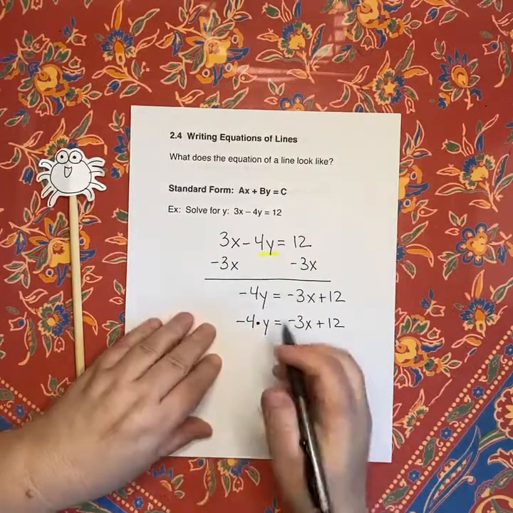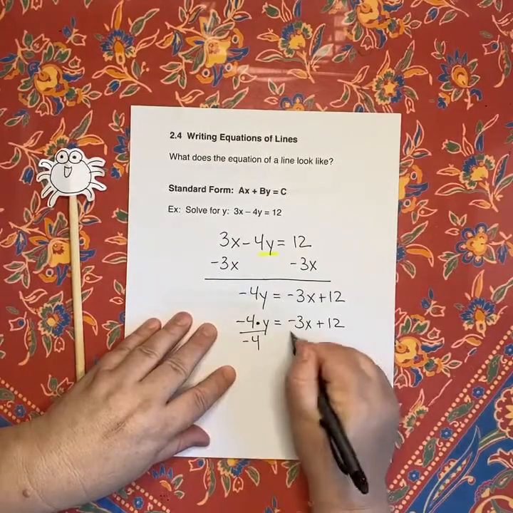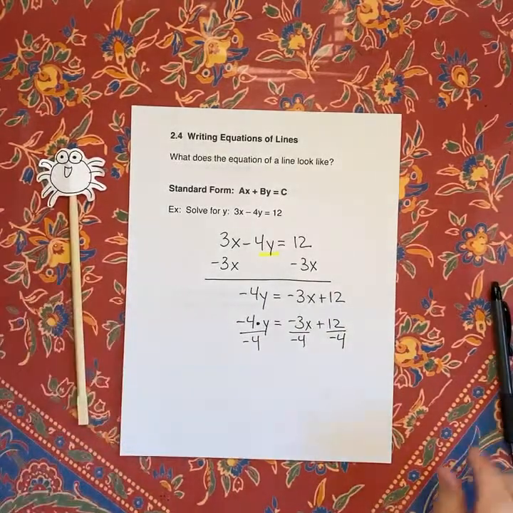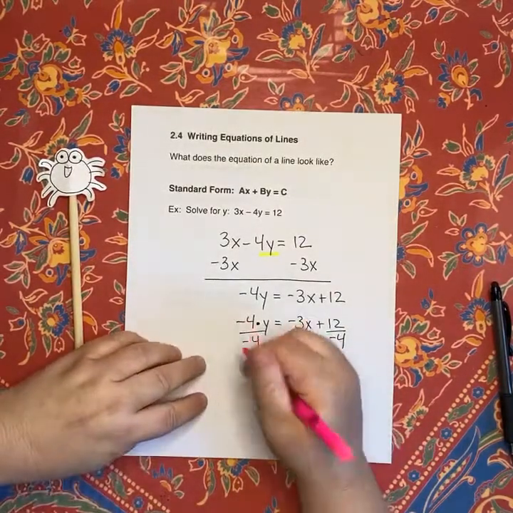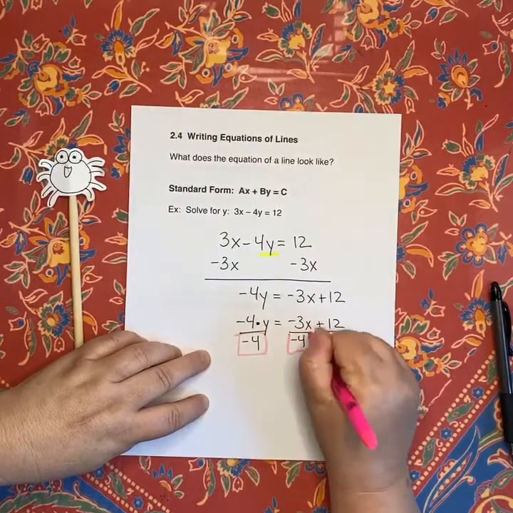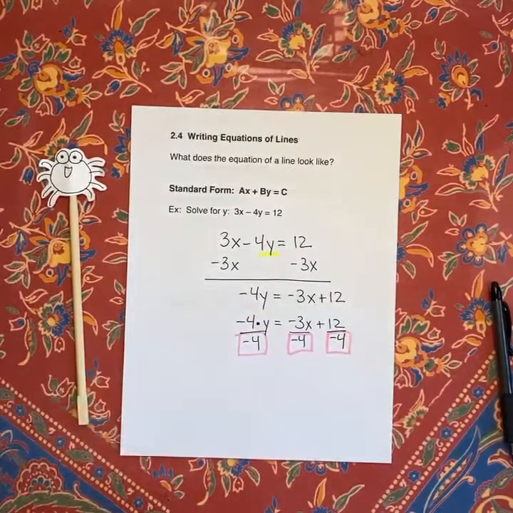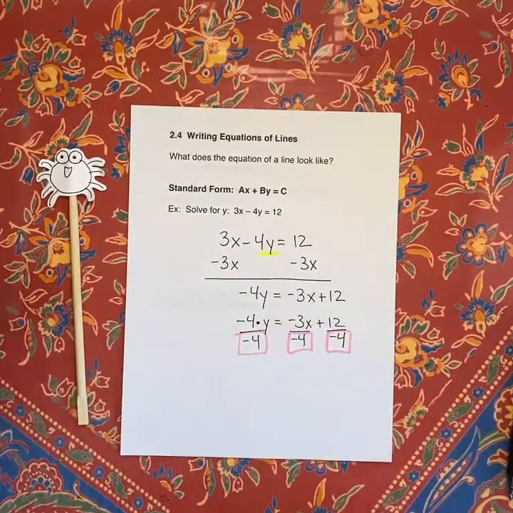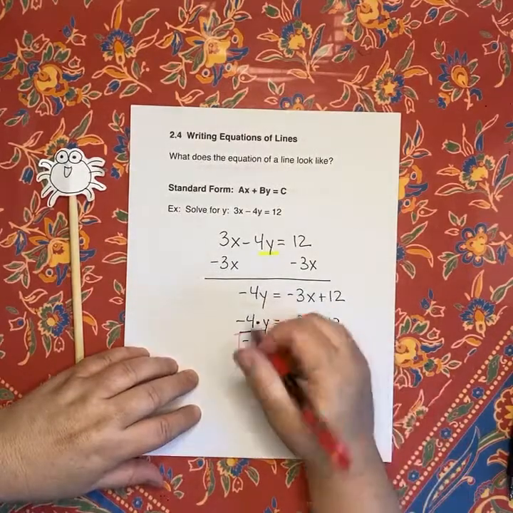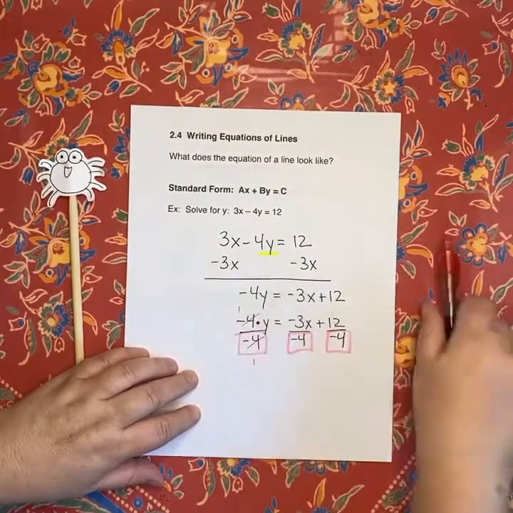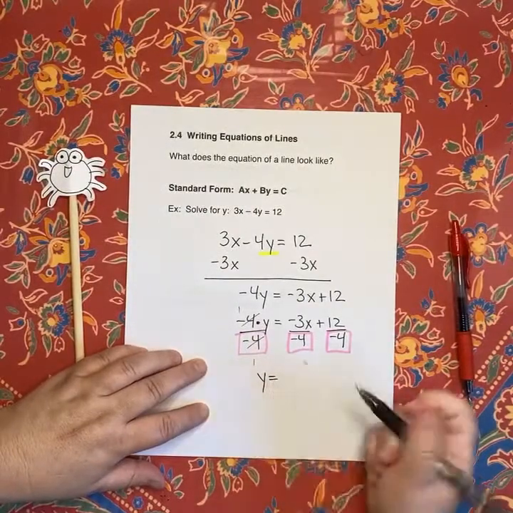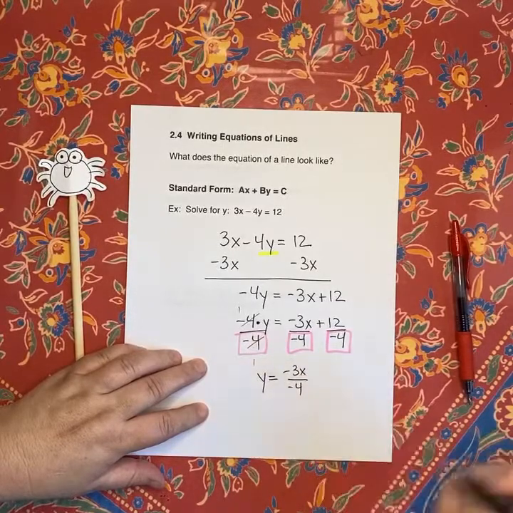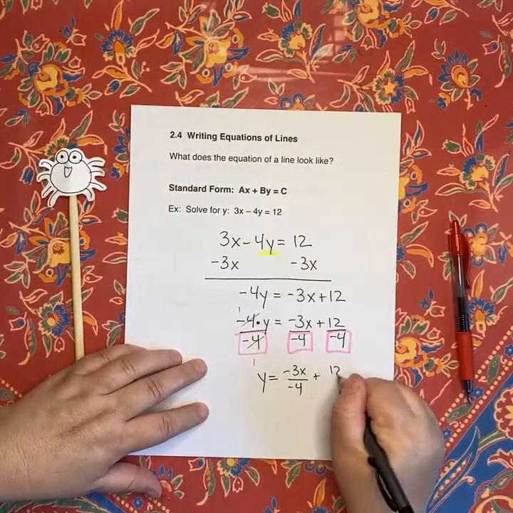So I'm going to divide everybody by negative 4. And by everybody, I mean everybody. Everybody gets a negative 4. So there's a negative 4 here, a negative 4 here, and a negative 4 here, because there were 1, 2, 3 terms. So negative 4 three times. Of course, in the first case, the negative 4 cancels, and you've just got the y. Then here I've got negative 3x over negative 4. I'm going to have to clean that up in the next step. And then here I've got 12 over negative 4.